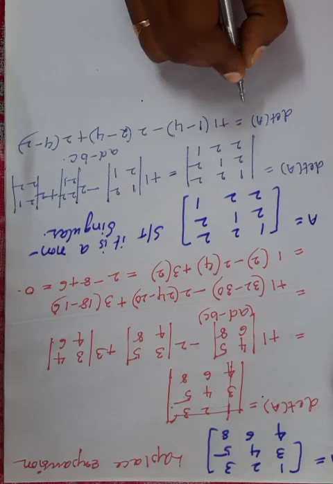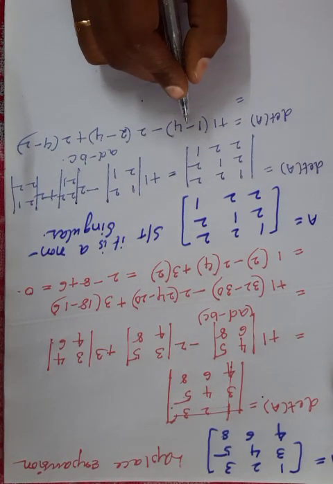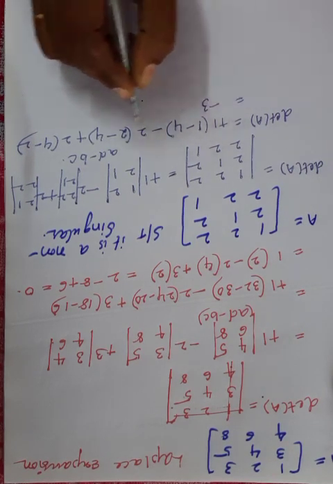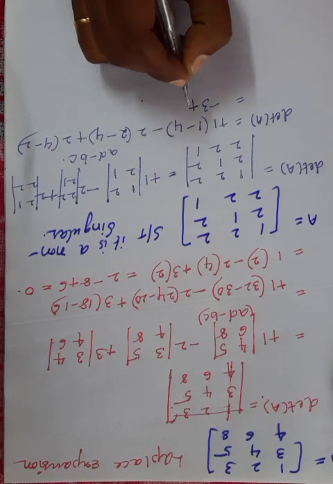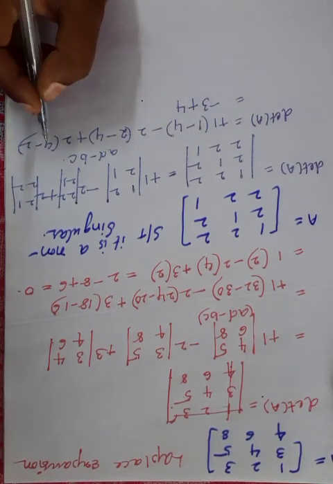Then we have to simplify. 1 into 1 minus 4 is minus 3. 2 minus 4 is minus 2. Minus 2 into minus 2 is plus 4. 4 minus 2 is 2.